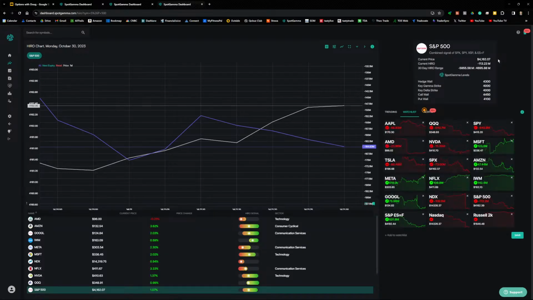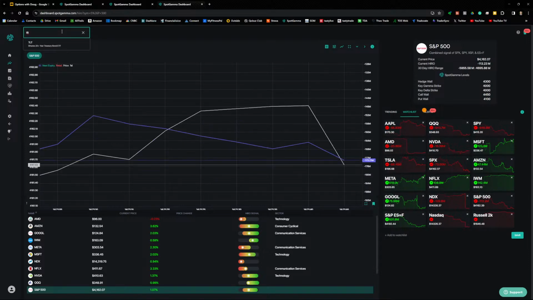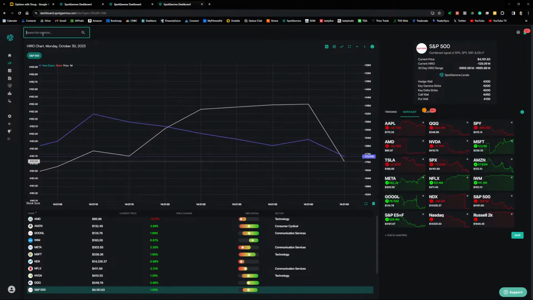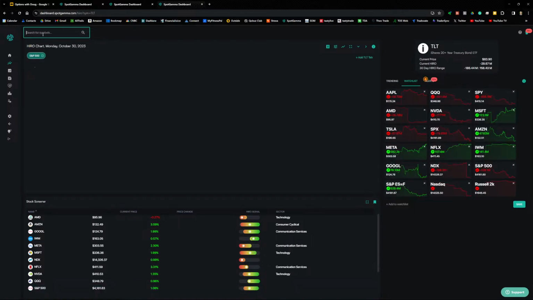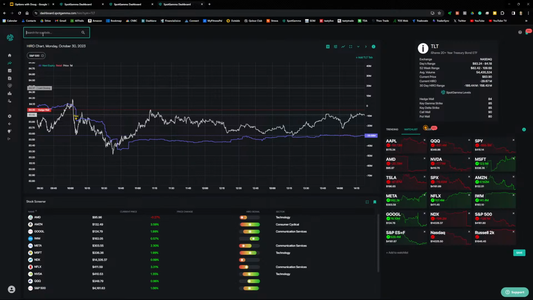All right, Shane wants to take a look at TLT. So I don't have TLT in Bookmap, but we can take a look in Hero here. That's an ETF that tracks the 20-year Treasury, 20-plus year.